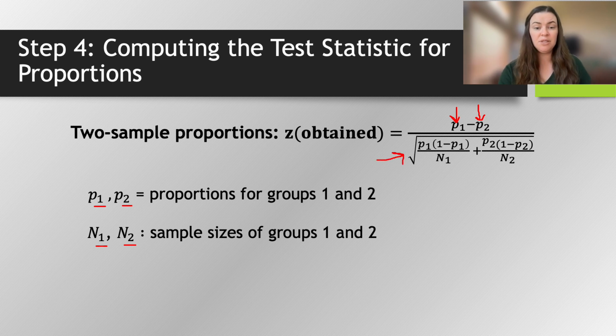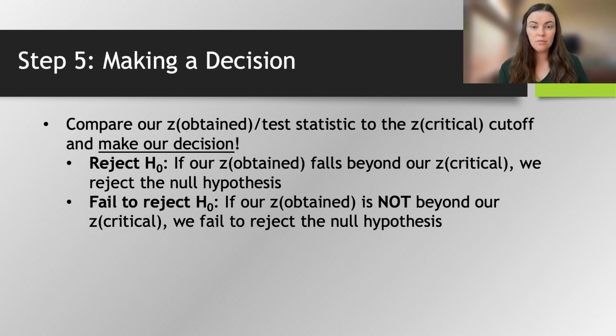In our denominator, we see the square root symbol here, so keep that in mind as one of your final steps. We have P1 back here for the proportion of group 1, multiplied by a factor of 1 minus the proportion of group 1, divided by the sample size for that group. We are then going to add that to the proportion of group 2 multiplied by the factor of 1 minus that same proportion, divided by our sample size for group 2. And again, square root is your very last step there. Our last step is to make a decision.